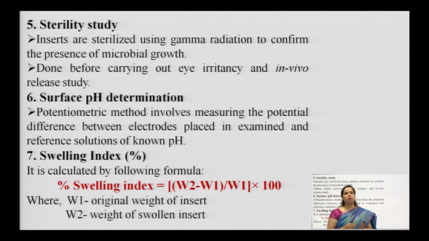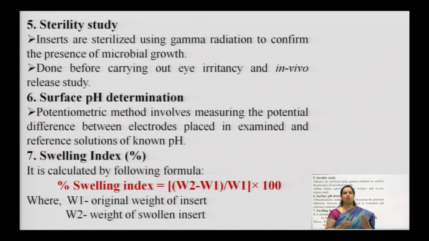And this is done before carrying out eye irritancy and in vivo release studies. Yes, it needs to be done before, because eye irritancy may be due to the presence of microbes. They may cause infection, and you may have inflammation on the eye surface. And for the in vivo release study, there is no need to check the release if it has microbial contamination in it. So, before checking the eye irritancy study and in vivo release, we have to check the microbial load in the ocusert. Now, surface pH determination.